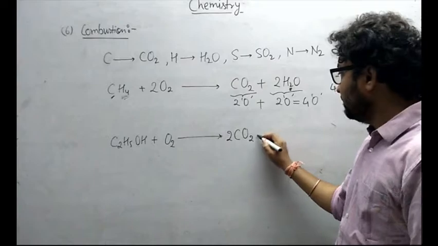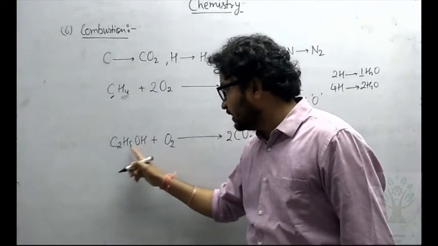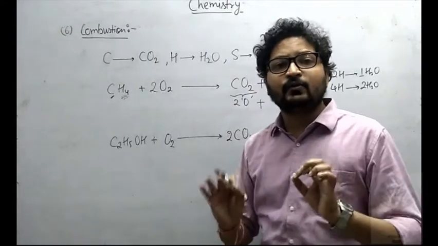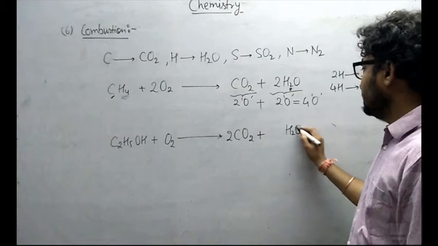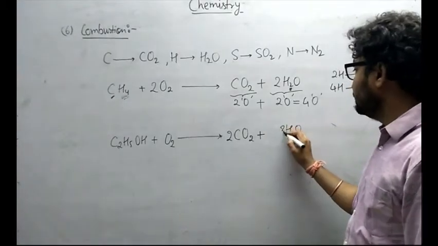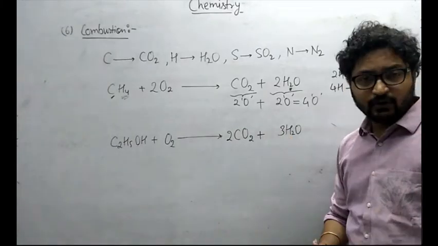2 CO2 plus. How many hydrogen can you see here? 5 here and 1 here. Total hydrogen 6. Entire hydrogen will convert into water. So how many water molecules will I get here? 3, because 6 hydrogen are there. So I will get 3 water molecules.